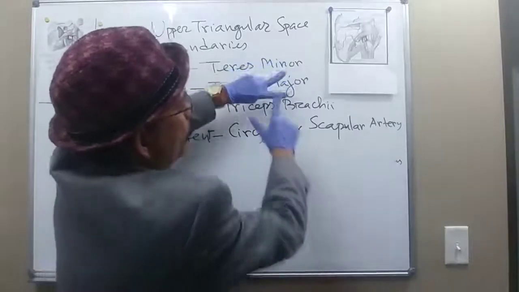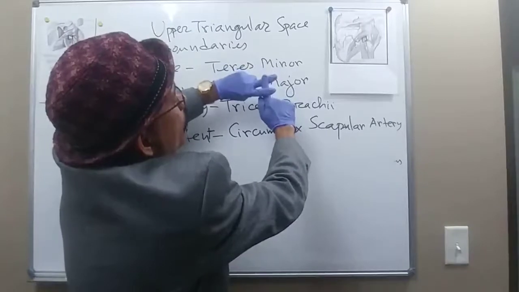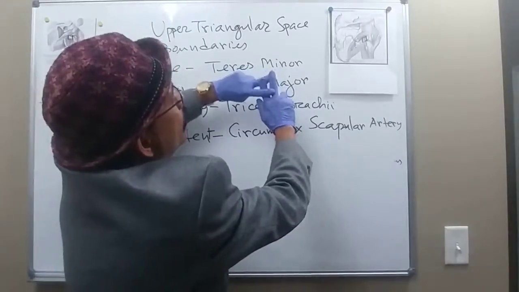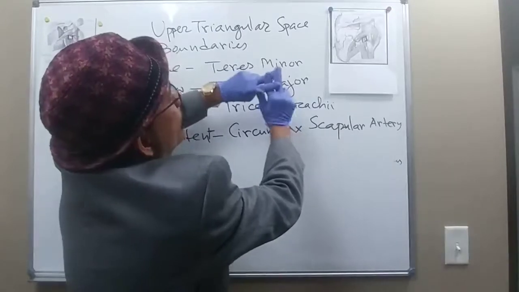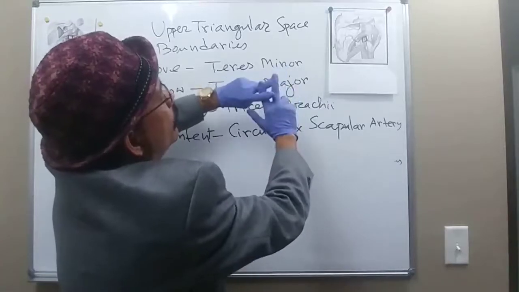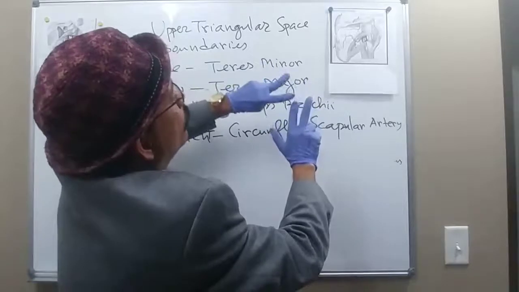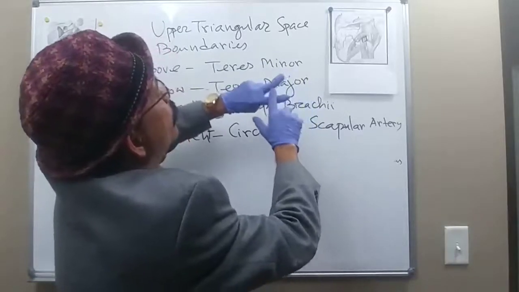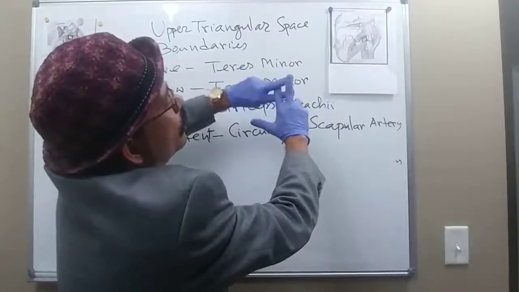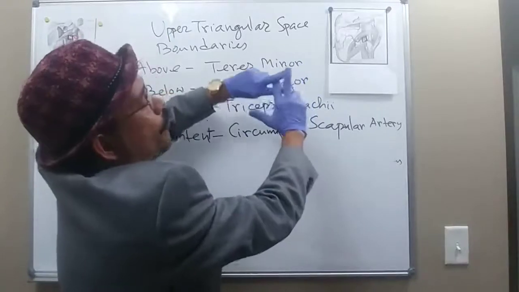Okay, so always remember teres minor is above, major is below, and this is the long head of the Triceps Brachii, and this is the humerus. So upper triangular space, lower triangular space, and here is the quadrangular space. So again, upper triangular space, lower triangular space, quadrangular space.